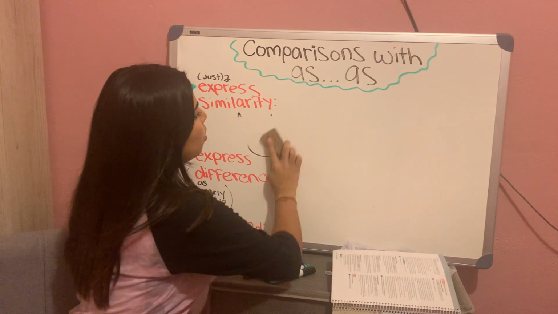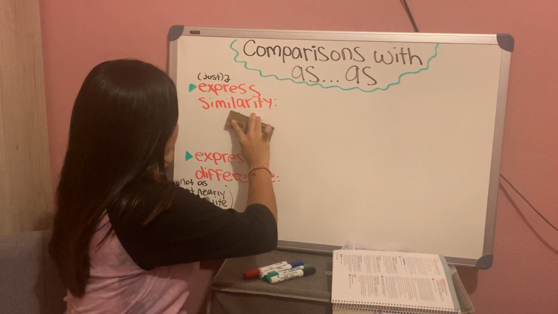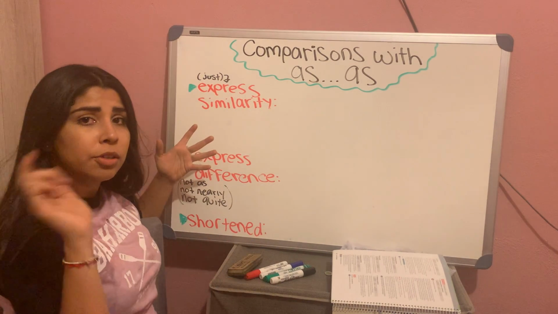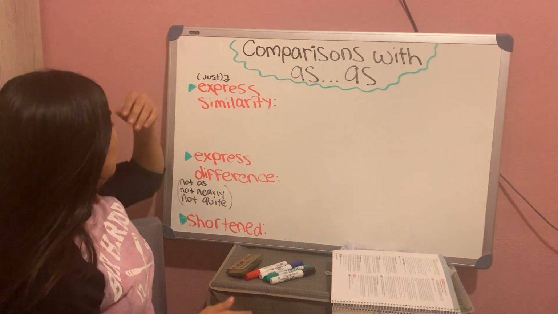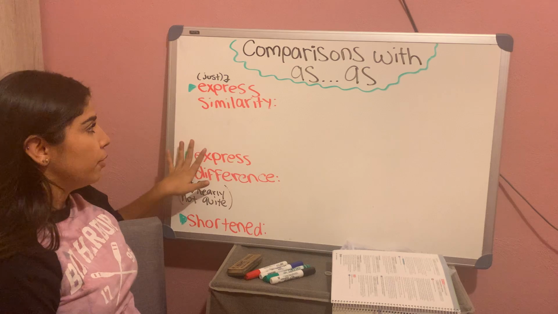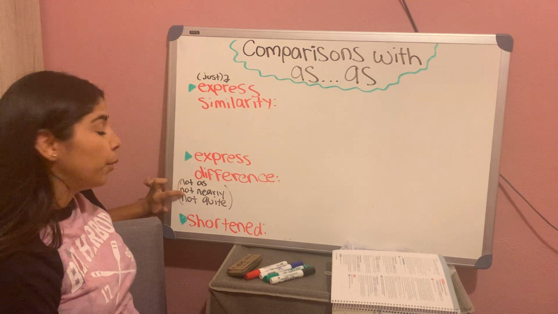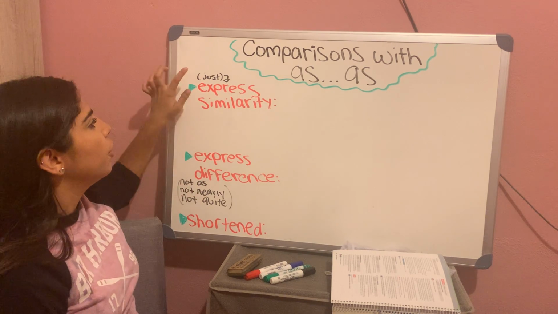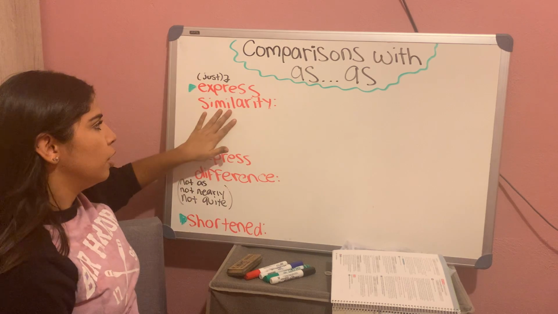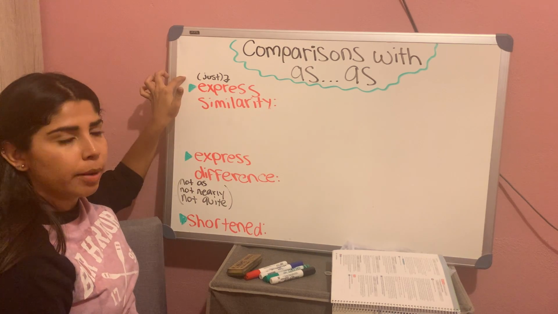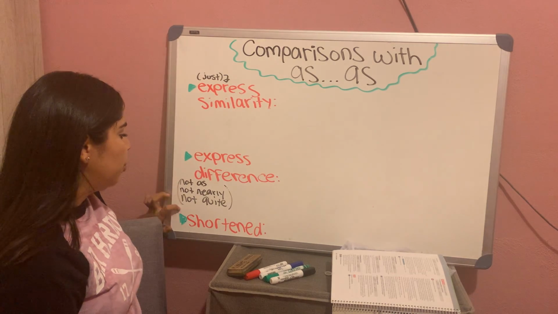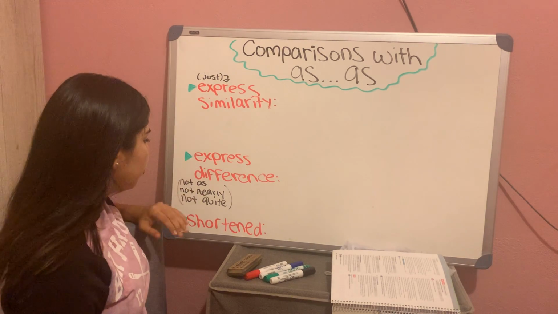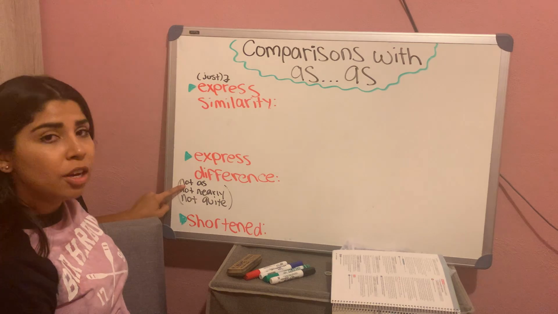Let me erase this so we don't get confused. If you want to write this down, you can just pause the video and then continue with the rest. Okay, to express difference, we have three options. Like you can see here, we only had two options, the normal one and the exactly the same one. And then for difference, we have three options. The normal one is not as.